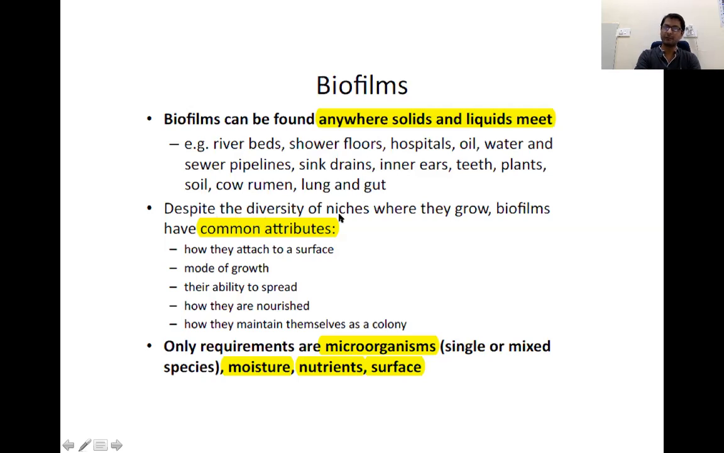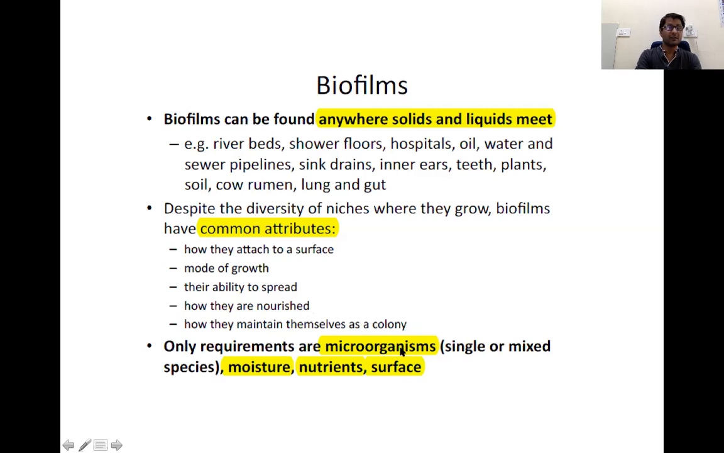these biofilms are formed in different niches, but there are some common attributes. Like they need a surface for the attachment. Mode of growth for all of them is similar: initially they require a signal to form a biofilm, and then the biofilm grows, and when it grows up to a size, some of the bacteria will separate from it and form another biofilm. And their ability to spread, how they are nourished, how they maintain themselves as a colony, all of these are the common attributes found in biofilms.